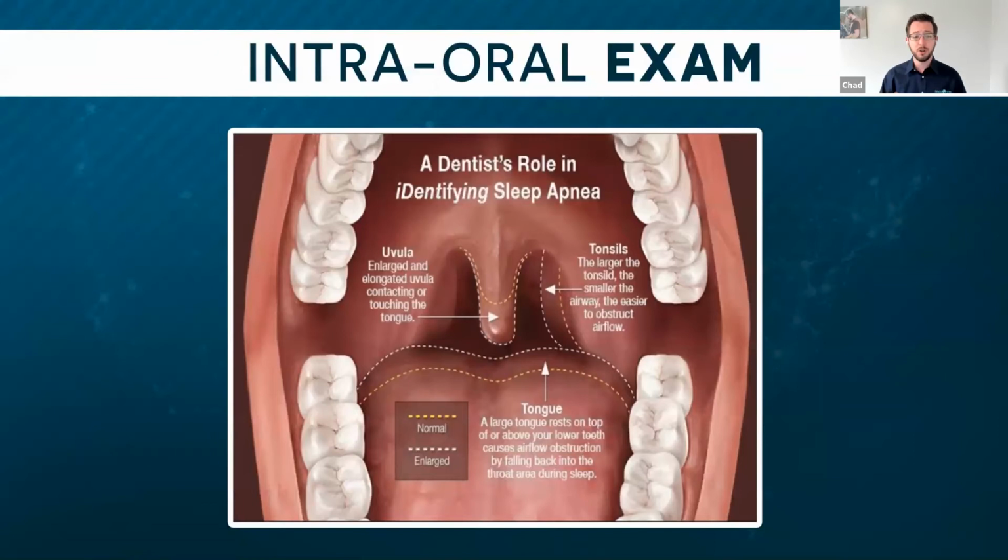So one, if we have large tonsils, two, if we have an enlarged tongue, or three, an elongated uvula, those can be indicators of an airway issue. If we plug up the front of the hose, then air can't pass through. So what could be causing an obstruction? The first thing to note is, is there crowding going on with the soft tissue structures in our mouth?